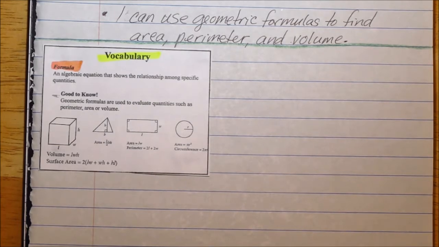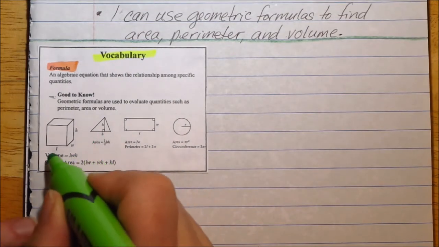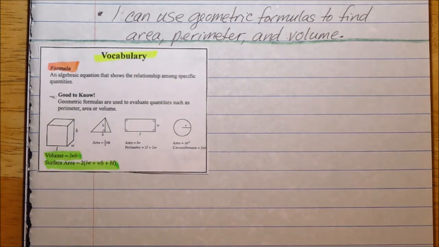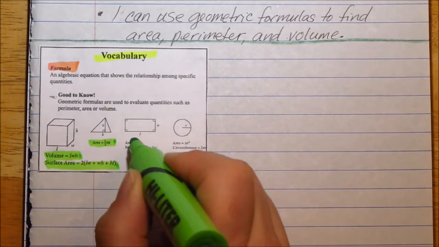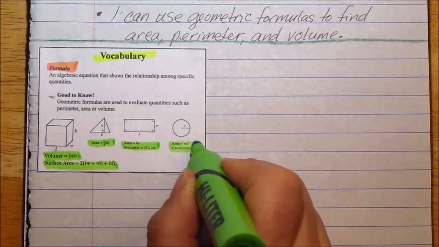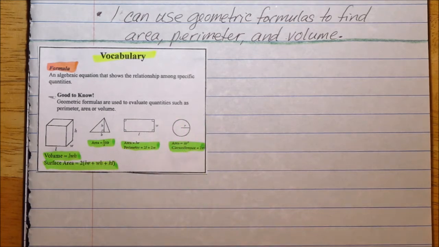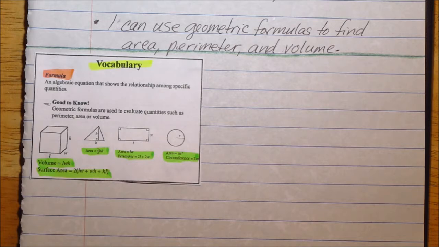All right, so let's highlight these formulas. These formulas need to get added into the back of your book if you haven't done that yet. Your volume should already be there. Here's our formula for finding the surface area of a solid. Area of a triangle, area and perimeter of a rectangle, area and circumference, which is kind of another way of saying the perimeter of a circle. We don't say perimeter of a circle, though. We call it the circumference. And that's your formula for that. Okay?